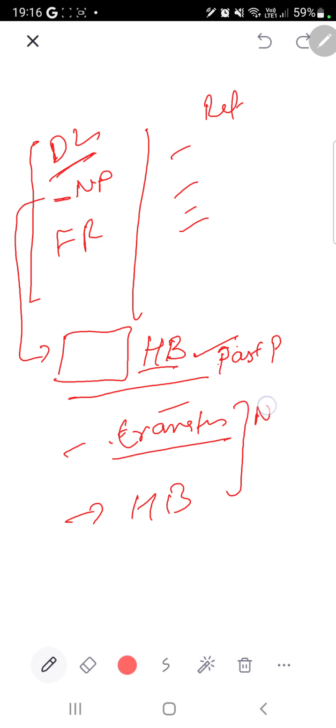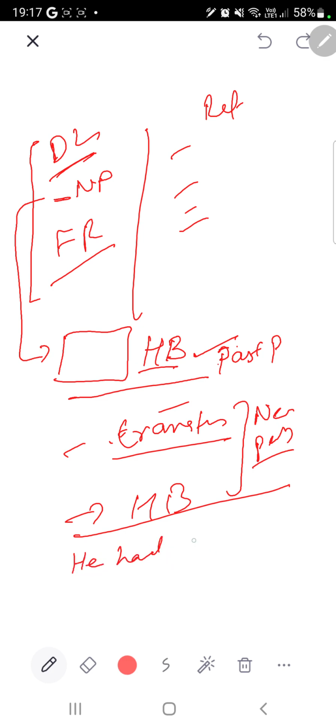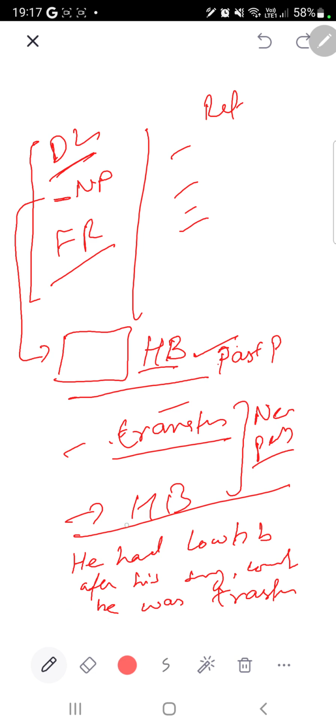And this event can be written in the near past, like past simple. Okay. So basically, when we have to differentiate two events in the past, we can write those events in the past perfect. Let's say he had low HB after his surgery. Consequently, he was transfused, let's say, 3 packs of blood.